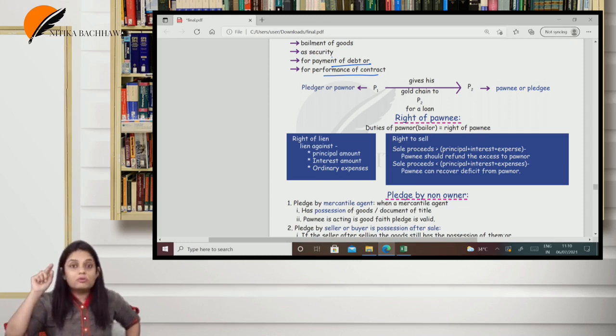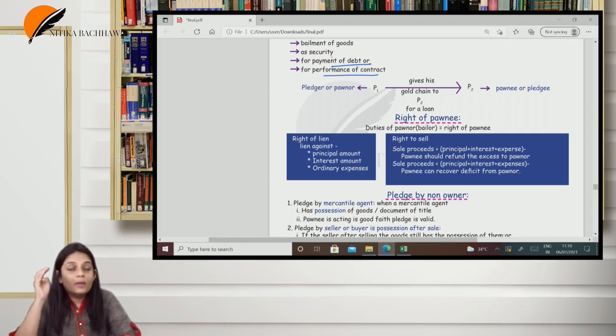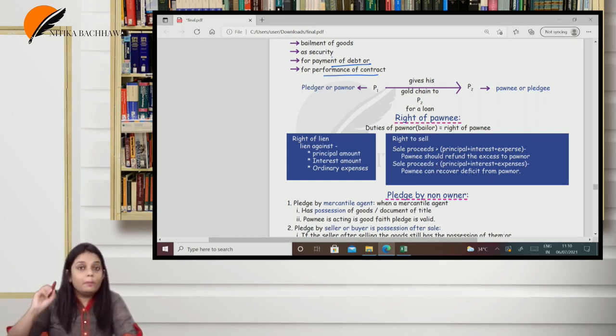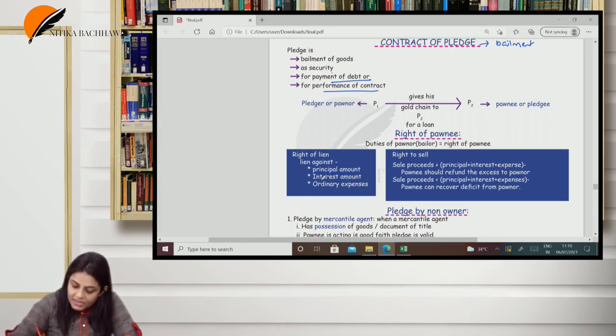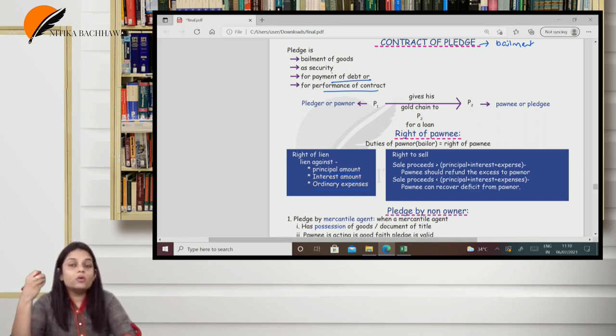But when it comes to pledge, the lien can be exercised for the principal amount, for the interest amount, as well as for the expenses. Let us say I took a gold chain from you or a diamond necklace from you as a security. Now I did not want to keep this diamond necklace at my house, too risky. If someone steals, my money is also gone, the necklace is also gone. So I took a bank locker and I kept it in the bank locker.